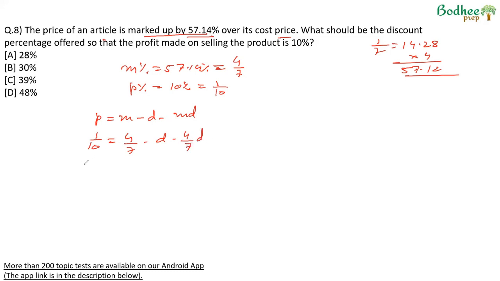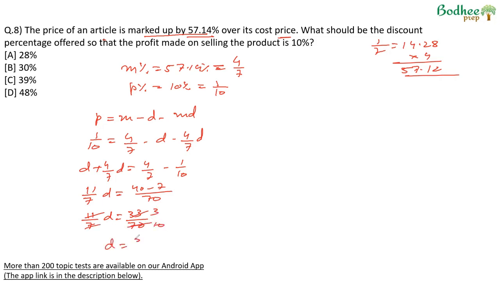What should be the discount percent offered? So 1 by 10, or if we take D here, D plus 4 by 7D is equal to 4 by 7 minus 1 by 10. This becomes 11 by 7D is equal to, 7D plus 4D, 40 minus 7 upon 70. So this becomes 11 by 7D is equal to 33 by 70. 11 3s are 33, 7 10s are 70. So D becomes 3 by 10.